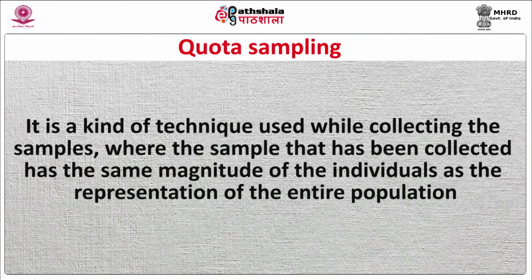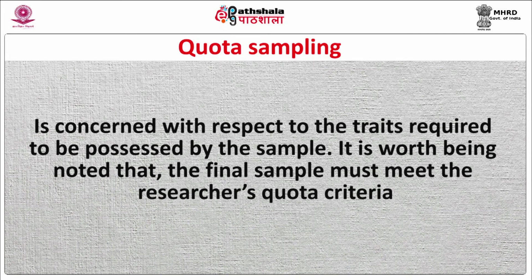The next type of non-probability sampling is quota sampling. It is a kind of technique used while collecting samples where the sample collected has the same magnitude of individuals as the representation of the entire population with respect to the traits required to be possessed by the sample. It is worth noting that the final sample must meet the researcher's quota criteria.